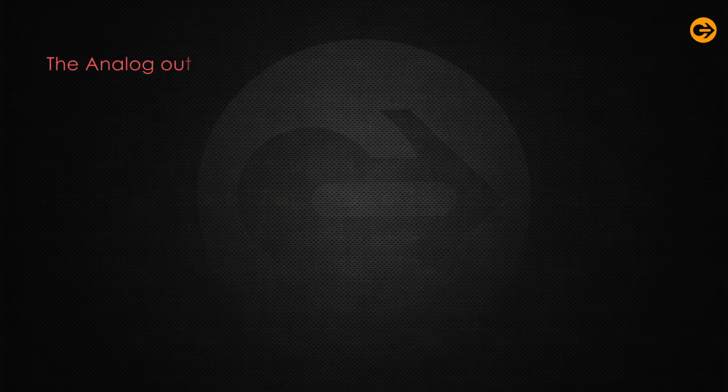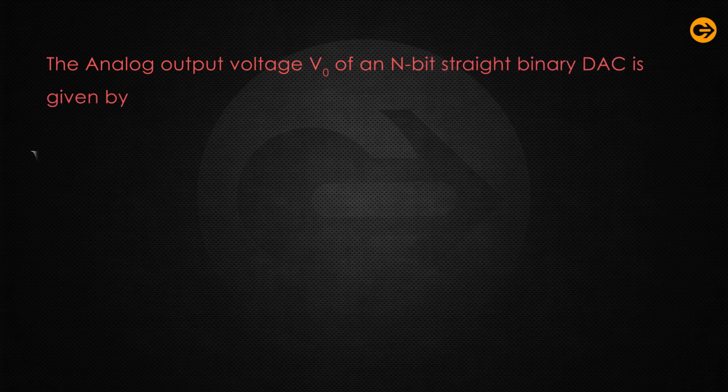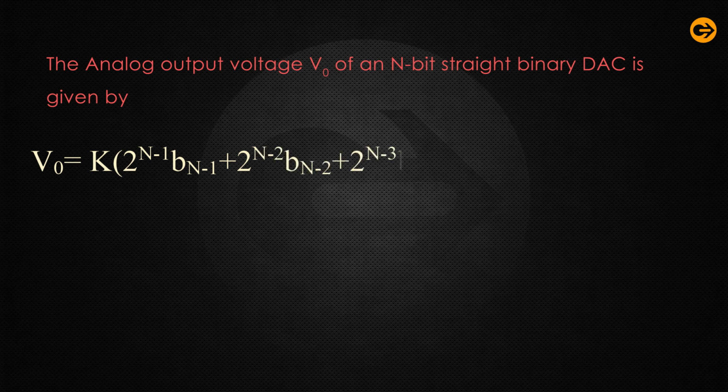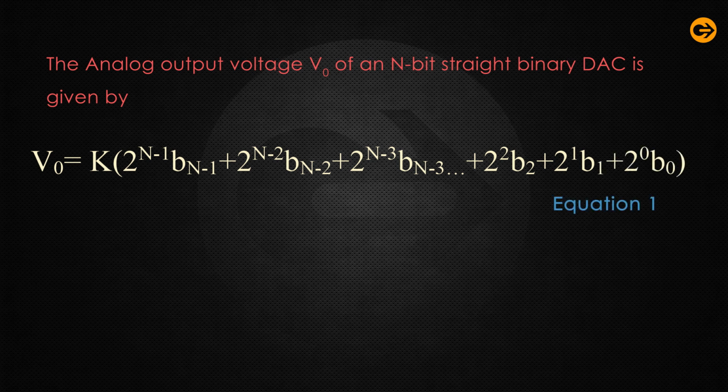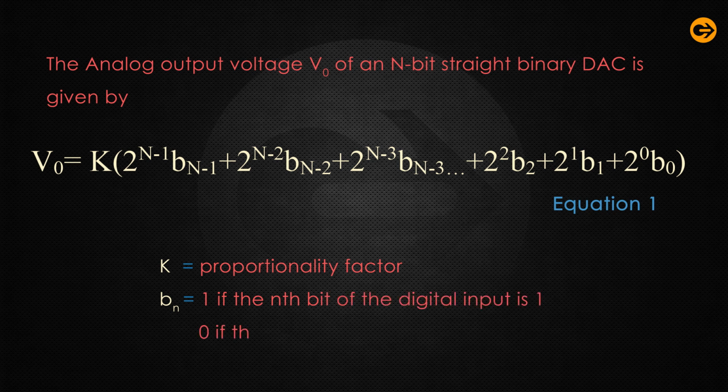The analog output voltage V0 of an n-bit straight binary DAC is given by V0 is equal to K times 2 to the power n minus 1 B n minus 1 plus 2 to the power n minus 2 B n minus 2 plus 2 to the power n minus 3 B n minus 3 and so on till we get 2 to the power 2 B2 plus 2 to the power 1 B1 plus 2 to the power 0 B0. This is equation 1, where K is the proportionality factor, Bn is equal to 1 if the nth bit of the digital input is 1, 0 if the nth bit of the digital input is 0.